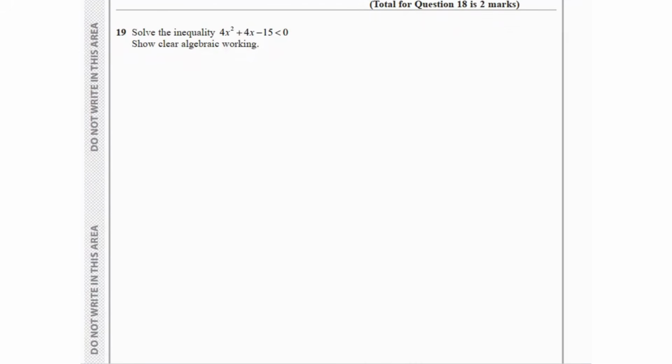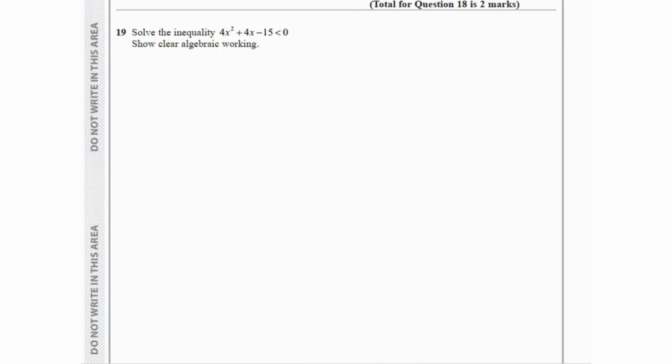Then we have a quadratic inequality. They want us to solve the inequality 4x squared plus 4x minus 15 less than 0. We have to show clear algebraic working. You need to remember that solving a quadratic inequality is very much the same as solving a quadratic equation. The only difference is that you give your answer as a range of values, not a specific value. So the initial steps are the same, and the final steps are slightly different.